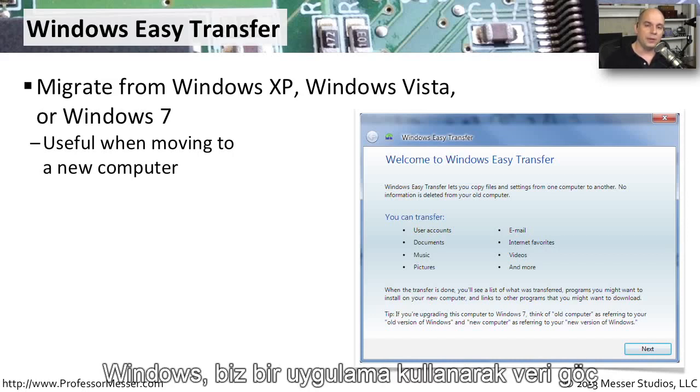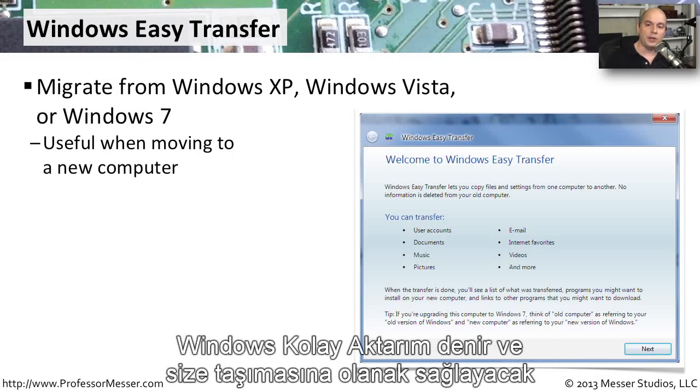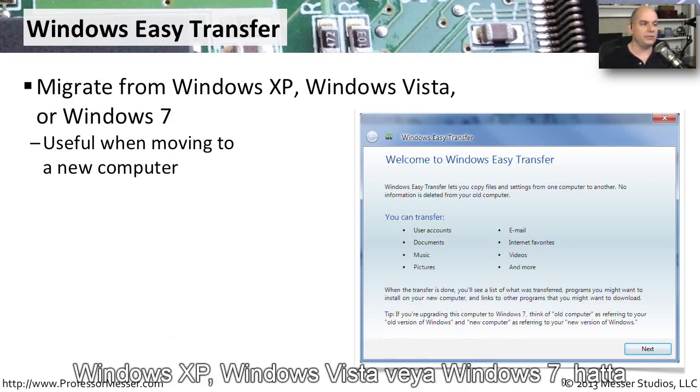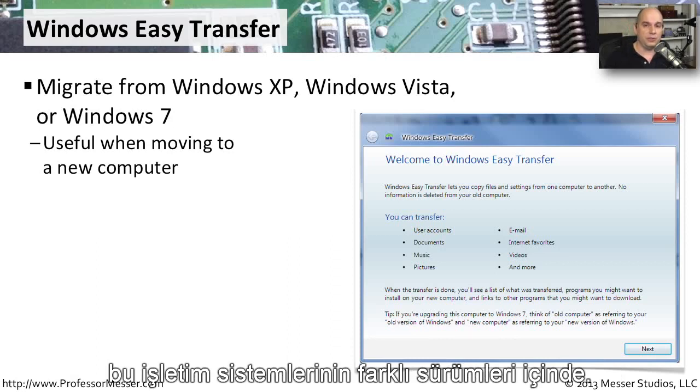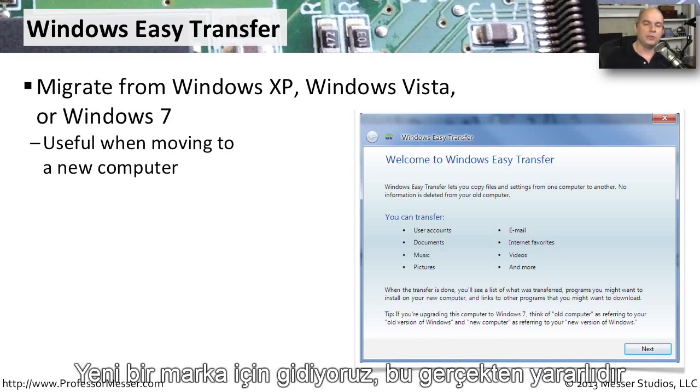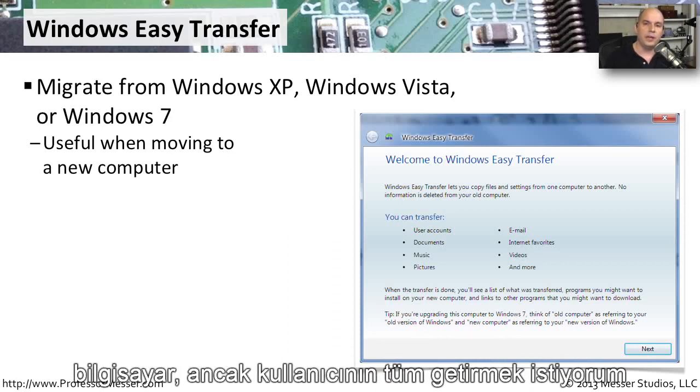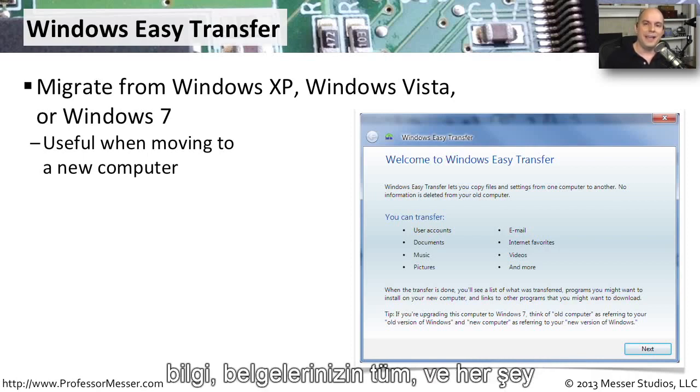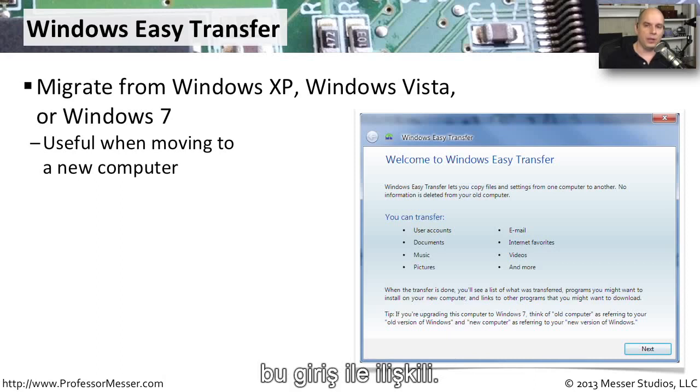In Windows, we migrate the data using an application called Windows Easy Transfer, and that allows you to migrate from Windows XP, Windows Vista, or Windows 7, or even within different editions of those operating systems. This is really useful if you're moving to a brand new computer, but you'd like to bring along all of your user information, all of your documents, and everything that's associated with your login.